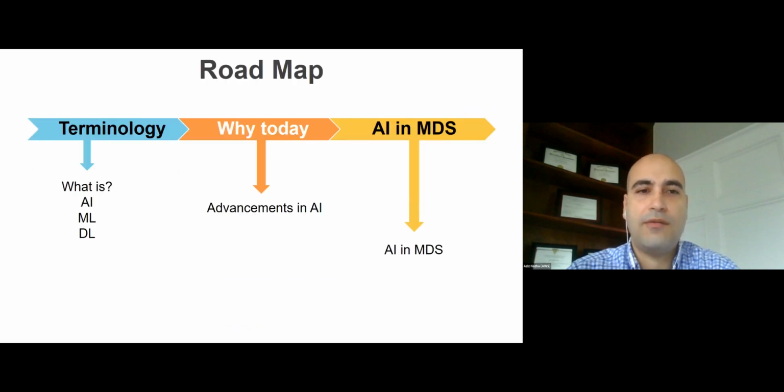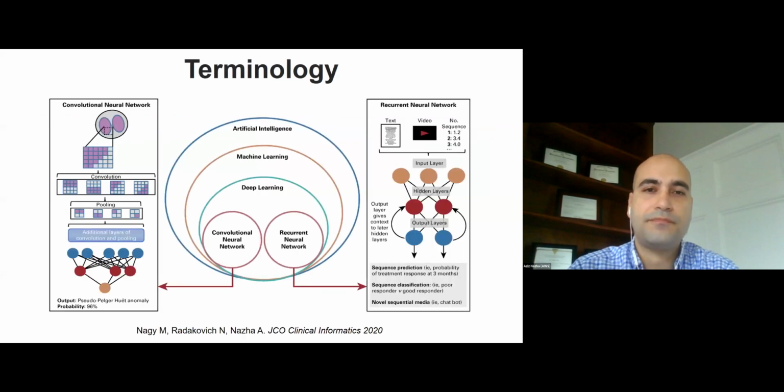So in this talk, what I'll be covering at the beginning is what do we mean by artificial intelligence, machine learning, and deep learning? And then I'm going to talk about why we hear a lot today about AI and what are the advancements that led to this revolution in our time. And then finally, talk about how we use artificial intelligence in MDS research.